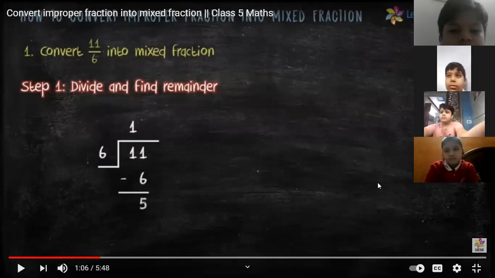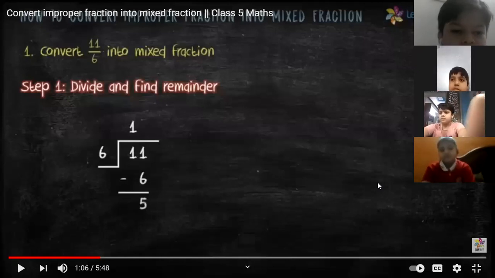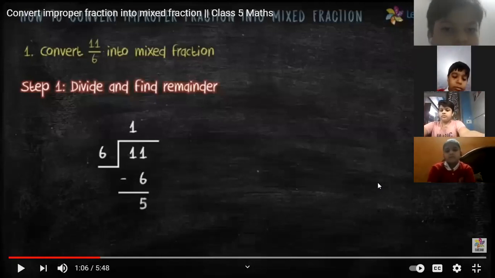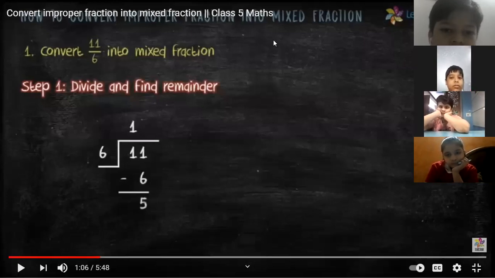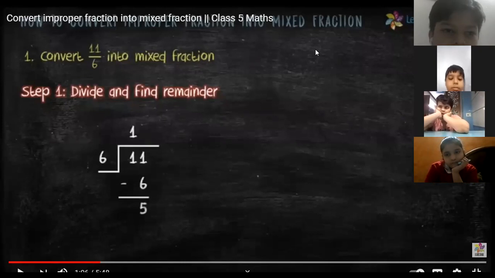So first of all, this particular conversion has only 2 steps. When we convert an improper fraction, the numerator is greater than the denominator. As it is clear from the screen, your example is 11 by 6. Pratika, is it clear? 11 by 6 is given. So here 11 is greater than 6, yes or no? Yes, ma'am. It means the numerator is greater than the denominator in the case of an improper fraction.